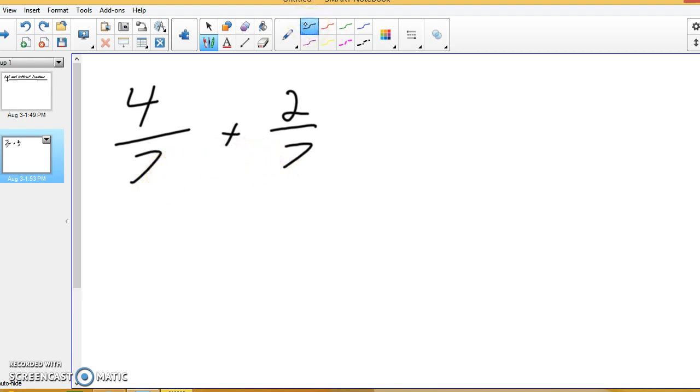If fractions have the exact same denominator, we can add and subtract them fairly simply. Our answer will have the exact same denominator, and then we just add or subtract the numerators. So in this case, it would be 6 over 7. Again, because they have the same denominator, our answer is going to have that denominator, and we're simply adding and subtracting the top.